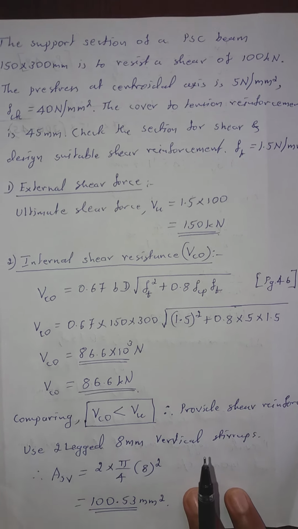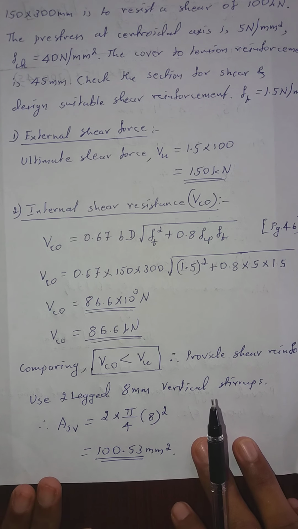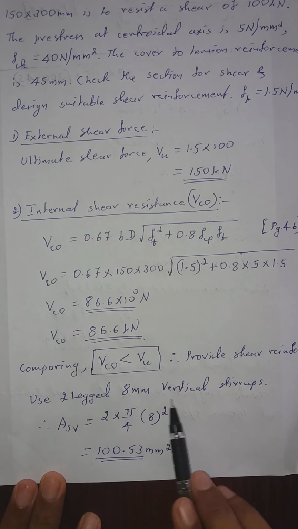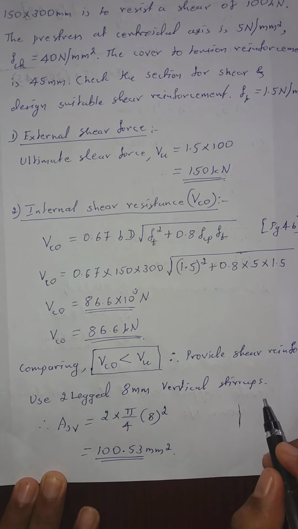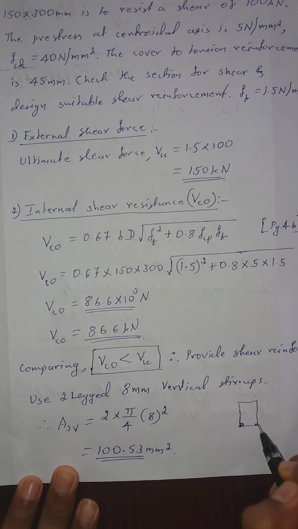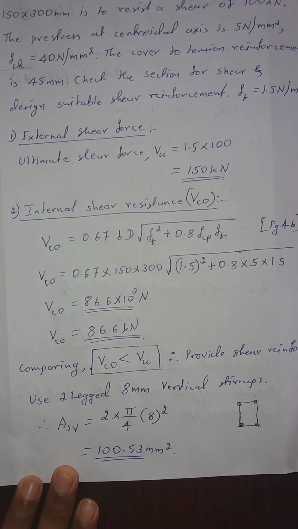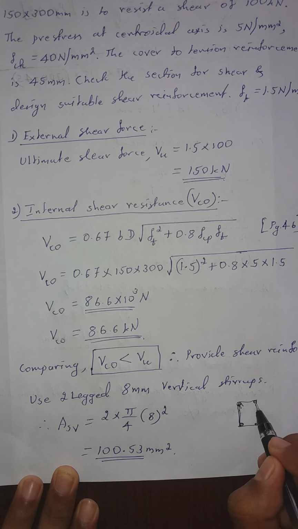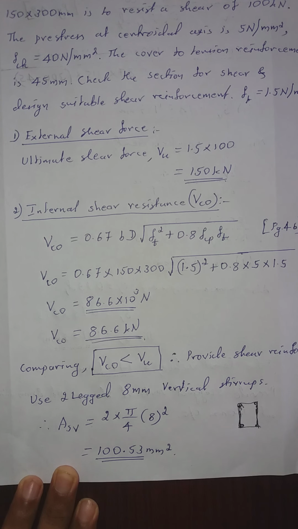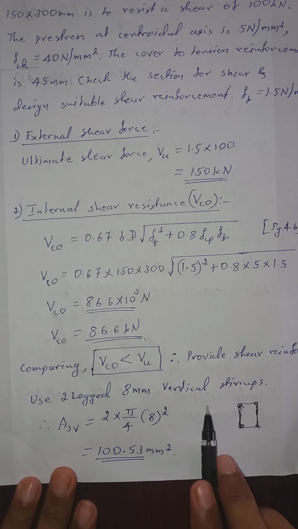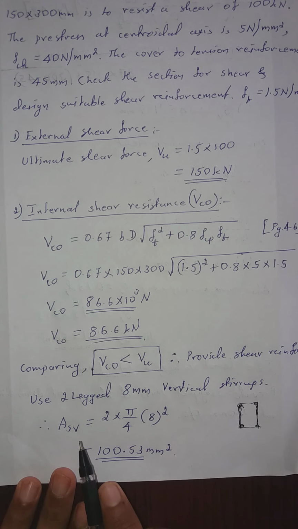As you did in RCC, the same way you have to do it here also. The first step, you have to assume an 8 mm vertical stirrup, two-legged, which means a stirrup is provided in this fashion. The main reinforcements you studied in RCC. So this is two-legged, one leg and two leg. So two-legged vertical stirrups of 8 mm diameter, I assumed. We check whether it is sufficient or not.